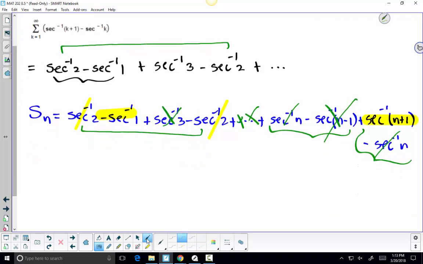So this gives us an expression for S sub n. We have minus inverse secant of 1 plus inverse secant of n plus 1. And what is inverse secant of 1?